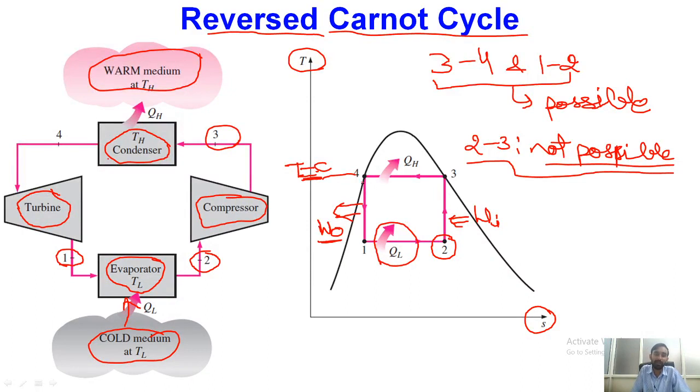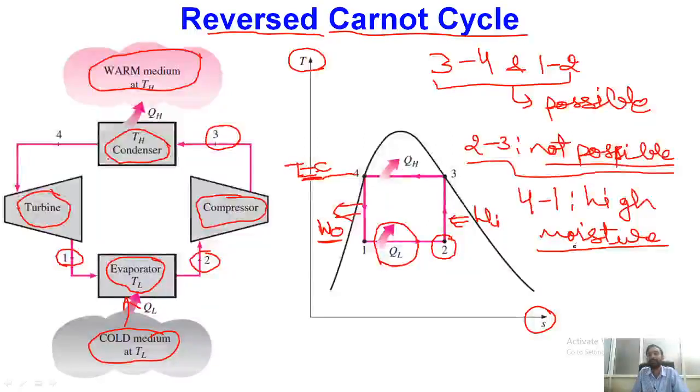Then we have process number 4 to 1 in the turbine. Here also, in process number 4 to 1, we will be having very high moisture content. Because point number 4 is nothing but saturated liquid, and though during the expansion process some of the liquid is being converted into vapor, still the amount of moisture in the mixture of liquid and vapor is very, very large. Because of that, it is also very difficult to operate the turbine.